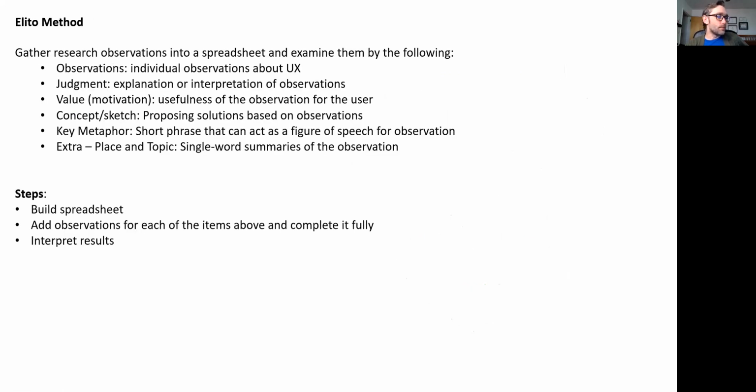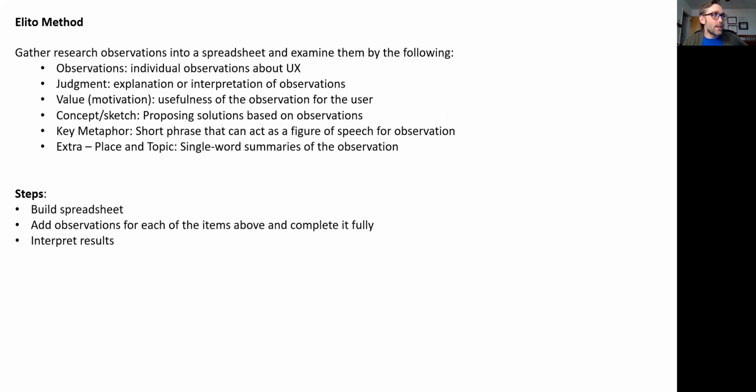The Alito Method. The Alito Method gathers research observations into a spreadsheet and examines them by the following: observations, judgment, value or motivation, concept, key metaphor, and extra or place and topic. Okay. Observation is about the individual observations about a user experience. Judgment is your explanation or interpretation of observations that you make. Value is the usefulness of the observation for the user. When you watch people use your product, is it really useful at all?